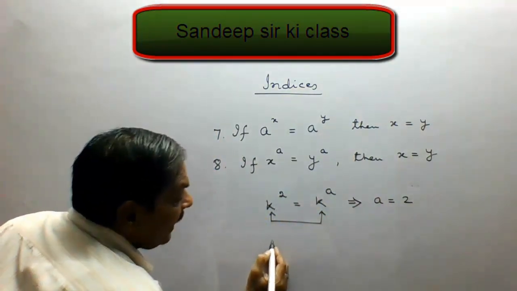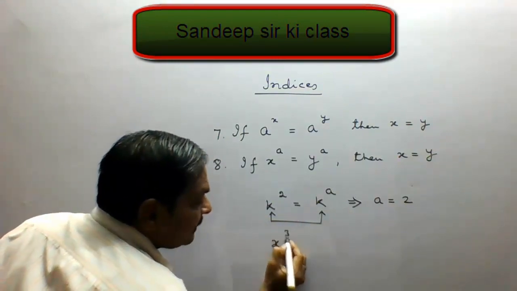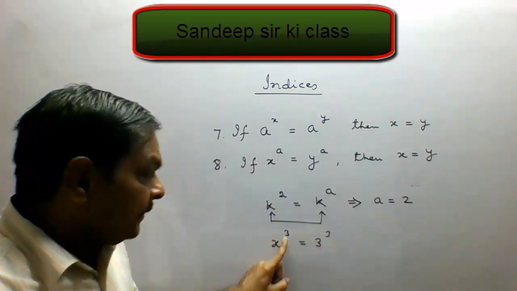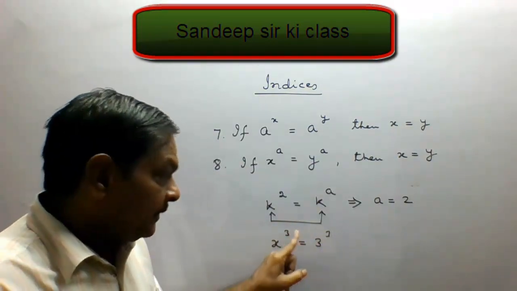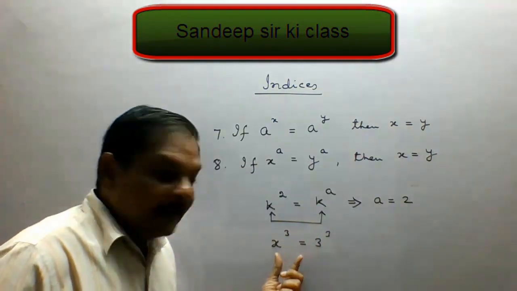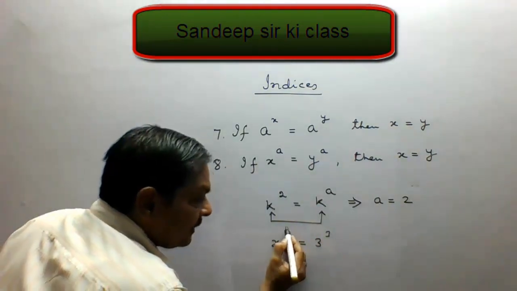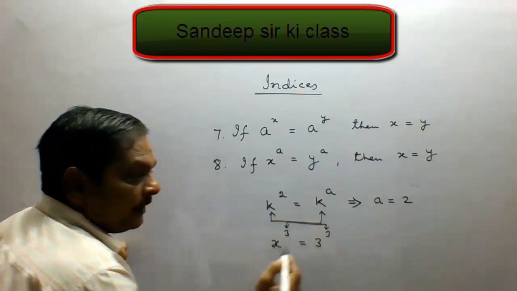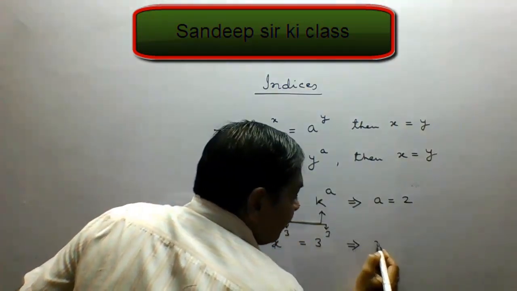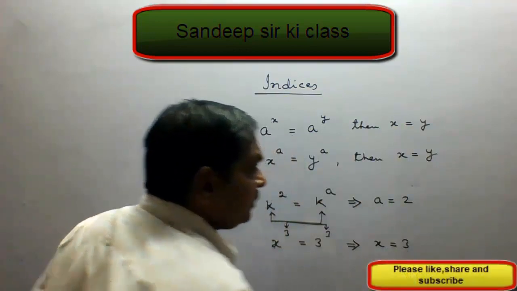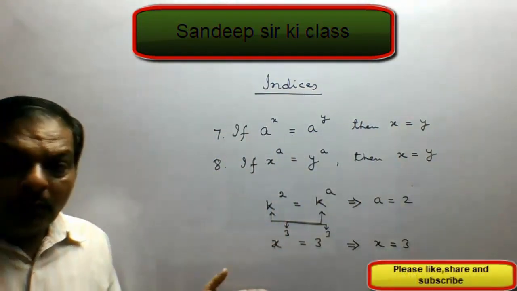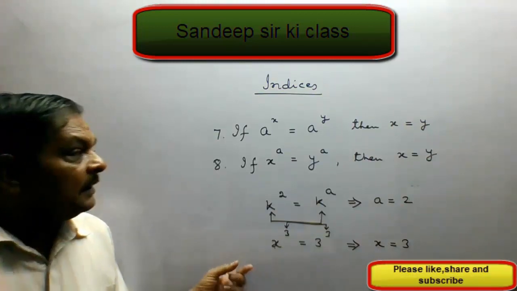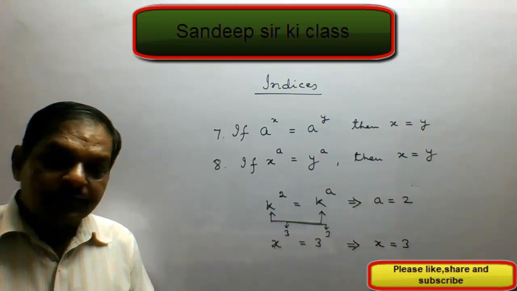Again, if we have x raised to the power 3 equal to 3 raised to the power 3. Here the powers are same. In both the cases, in left hand side and right hand side, powers are 3. Powers are 3, so base will also be equal. So this means the value of x will be equal to 3. Now, based on these laws and theory of indices, we will be solving the problems of the exercise.